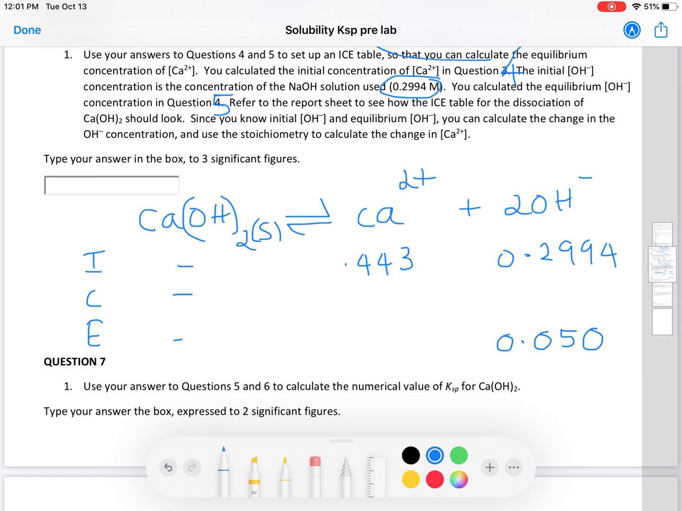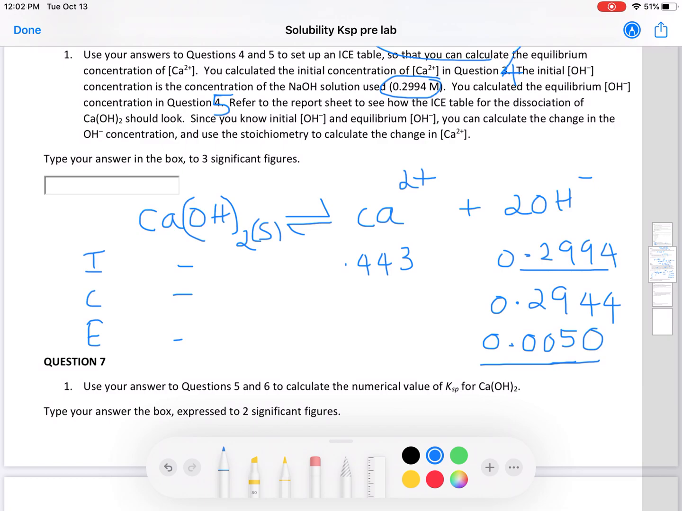Now, since we know the initial concentration for hydroxide and the equilibrium concentration, we can find out the change by subtracting between these two. 0.2994 minus 0.005 will give us the change of hydroxide ion concentration. Okay, that would be 0.2994 minus 0.005. That would be 0.2944. That is how we get it, between the initial and the equilibrium concentrations of hydroxide.